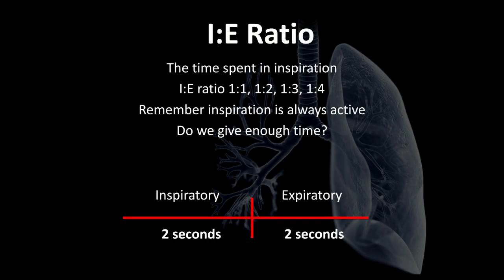So if we look at the ID ratio now and look at the math, as I said before, we go down to a 1-to-1 ratio. What does that look like? Well, we have 60 seconds in a minute. We divide that by 15 breaths. That's what he is currently set at. And notice what the math does. We have 4 seconds of cycle time. We're giving equal weight to both the inspiratory and expiratory phase.